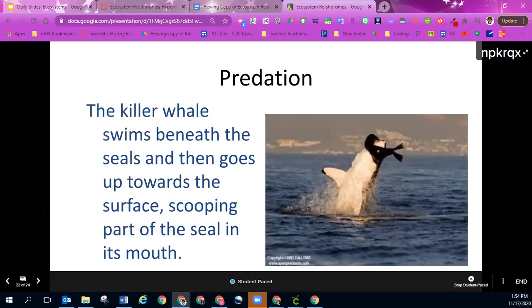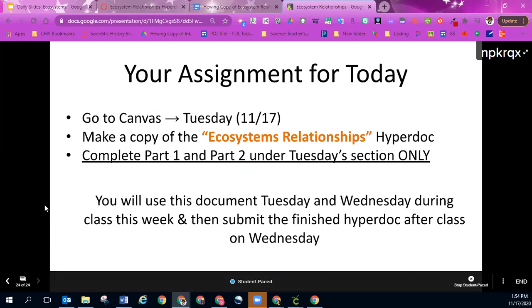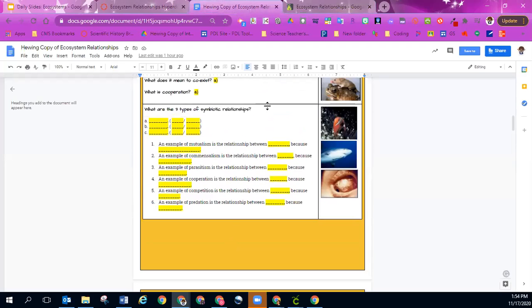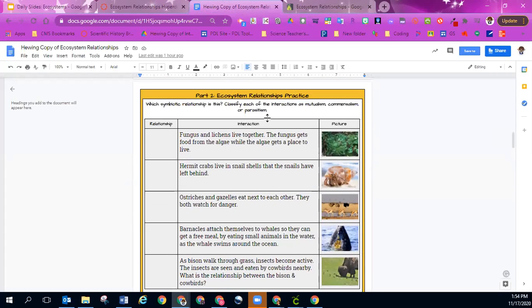Not the same thing. All right, so our assignment today is to go to our HyperDoc and finish our examples. So we've already done our notes through here. We are down to our examples, which are right here. What you're going to do is read the scenarios, and you can use the pictures provided for you to figure out if the interaction is mutualism, commensalism, or parasitism. What's going on? Is it that they're both benefited? Is it that one's benefiting and the other one is neutral, not being hurt or harmed? Or is it a parasitism type relationship where one of them is harmed and the other one is fine?